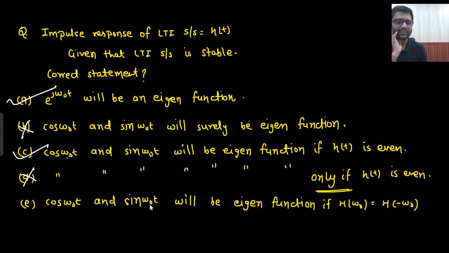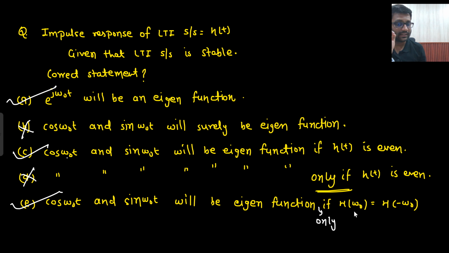Now cos omega naught t and sin omega naught t will be the eigenfunction if and only if h of omega naught equals h of minus omega naught. The word "only if" is written here because this is the necessary condition, it has to be there. If it is there, then we will be sure that it will be an eigenfunction. But it is a necessary condition, it has to be there, right?